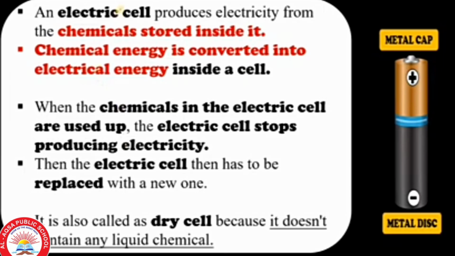Do you know how this electric cell produces electricity? An electric cell produces electricity from the chemicals stored inside it. That means chemical energy is converted into electrical energy. When the chemicals in the electric cell are used up, what will happen? Yes, the electric cell stops producing electricity. Then the electric cell has to be replaced with a new one. This electric cell is also called a dry cell because it doesn't contain any liquid chemical.